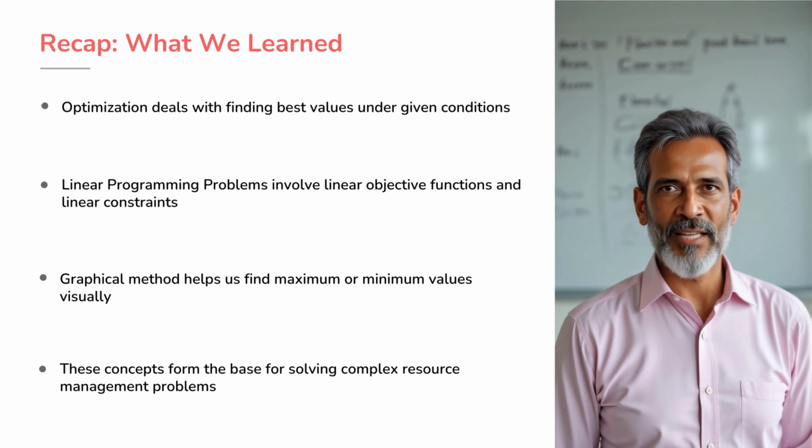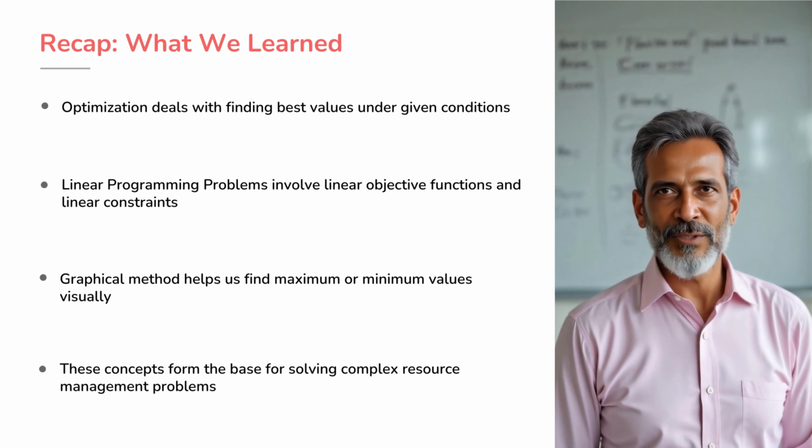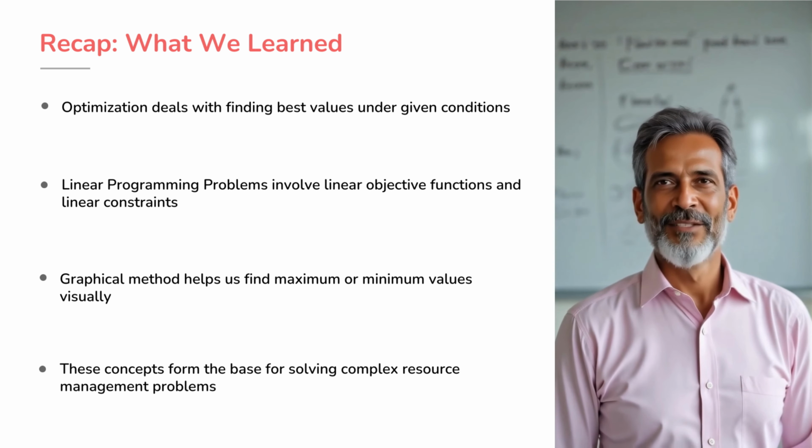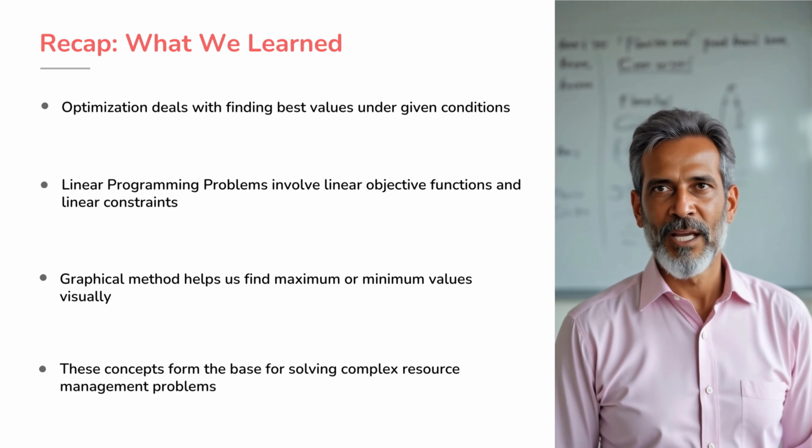Optimization means finding the best possible outcome within given limits. Linear programming is a mathematical way to do that when all the relationships are linear. It involves decision variables, an objective function, and linear constraints that define a feasible region. Using the graphical method, we can easily visualize and find where the optimum value lies, usually at one of the corner points. Linear programming is not just theory, it's used everywhere, from business planning to resource management. I hope you now understand how linear programming helps us plan efficiently and make the best decisions mathematically.